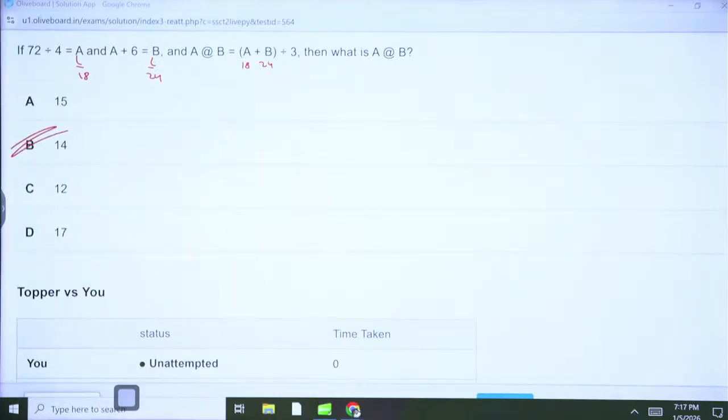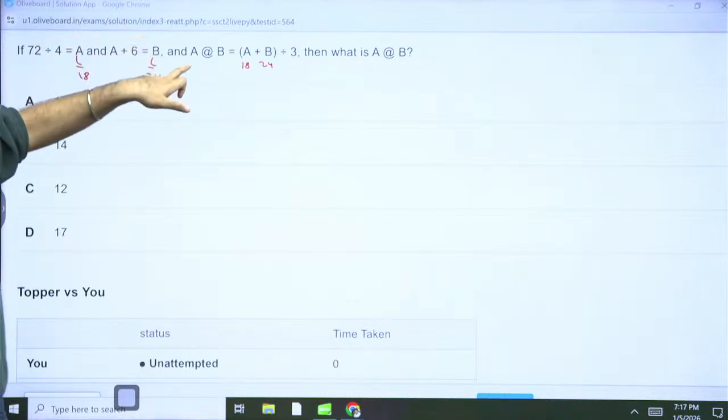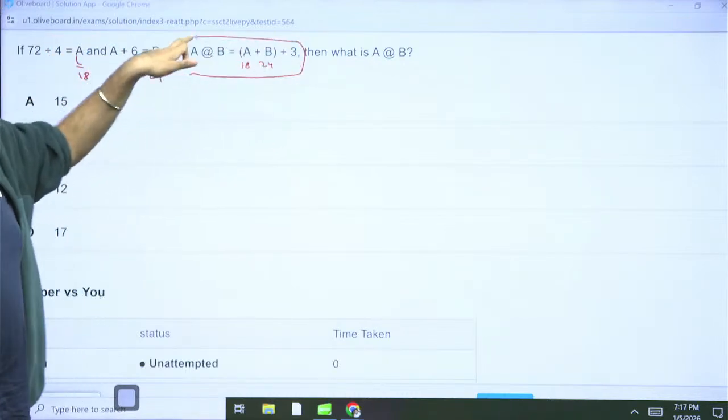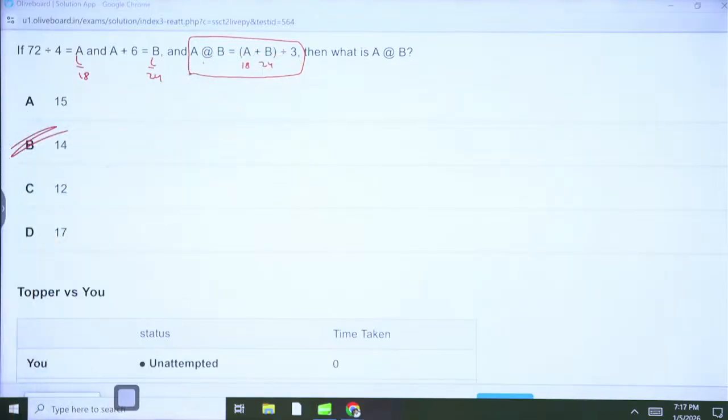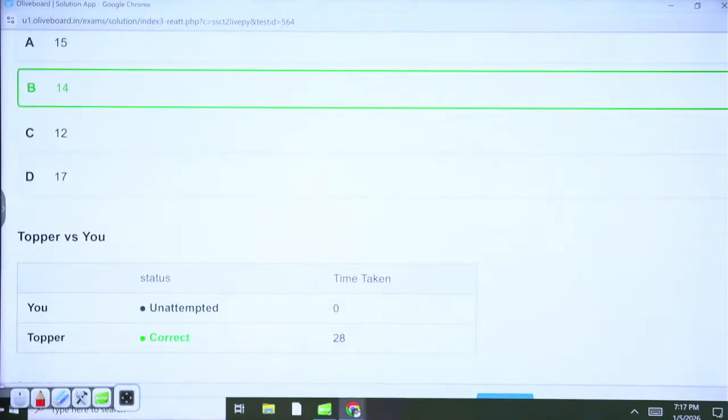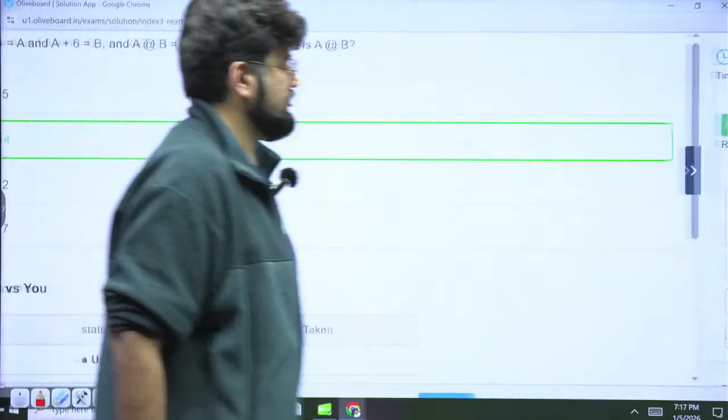Okay. What they have asked you is, what is the value of A. Then they have given you the value of B. Then they have told you that this is the equation. So find the value of this equation. So I'll put 18 and 24 and find the answer. Okay. So option B is the right answer. Okay. 28 seconds. Nice. Verbal question.